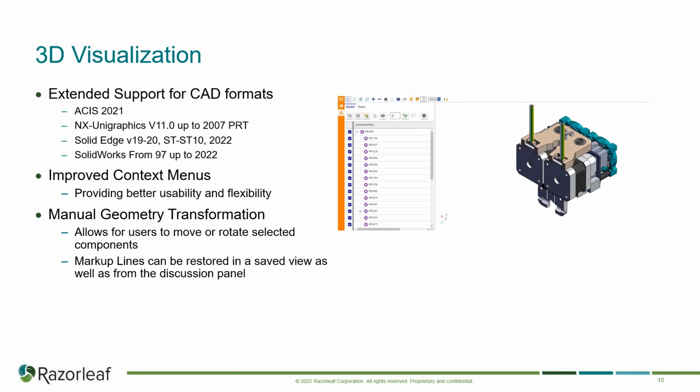Something we touched on last Tech Tuesday is improved context menus. These context menus have the added ability to provide manual geometry transformation. So we can move or rotate our selected components on an axis-driven basis, which I'll poke around with in our demonstration. And also we can restore markup lines from the discussion panel or keep them within our saved views as well, which I believe was a question that came up in our last Tech Tuesday. So Aras delivered the solution for that one.